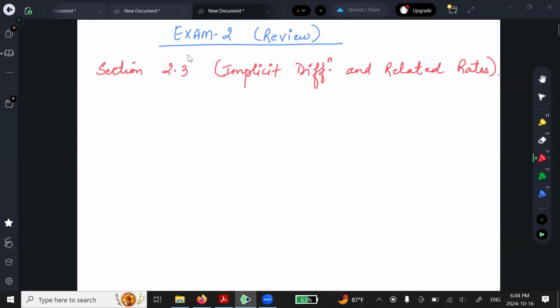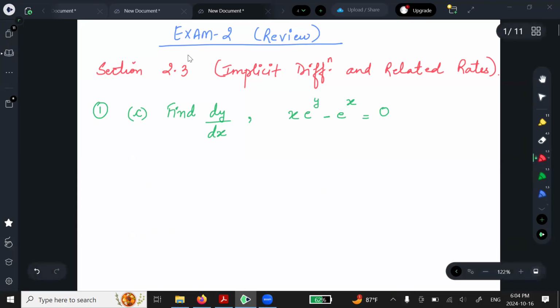Okay, I'm gonna pick part C of question number 1. So question is the same. You have to find dy by dx. And you're given this equation, x e to the power y minus e to the power x equals 0. Okay, and I'm going to differentiate both sides.